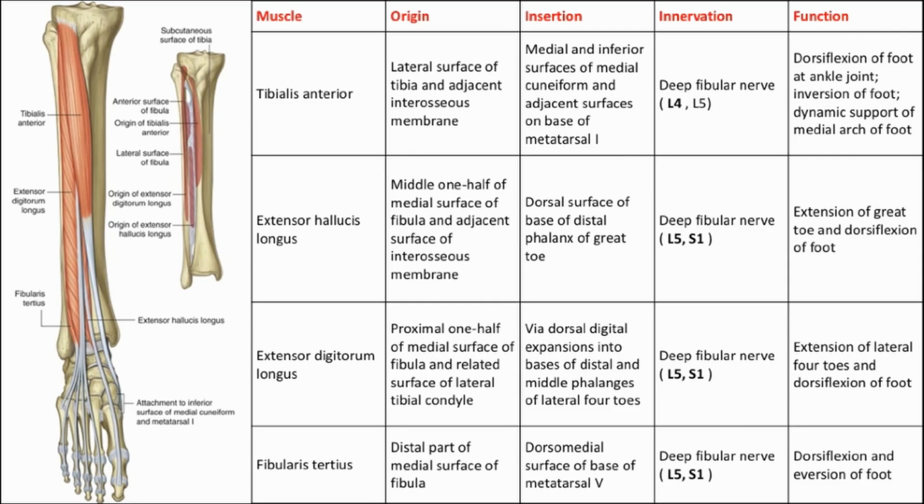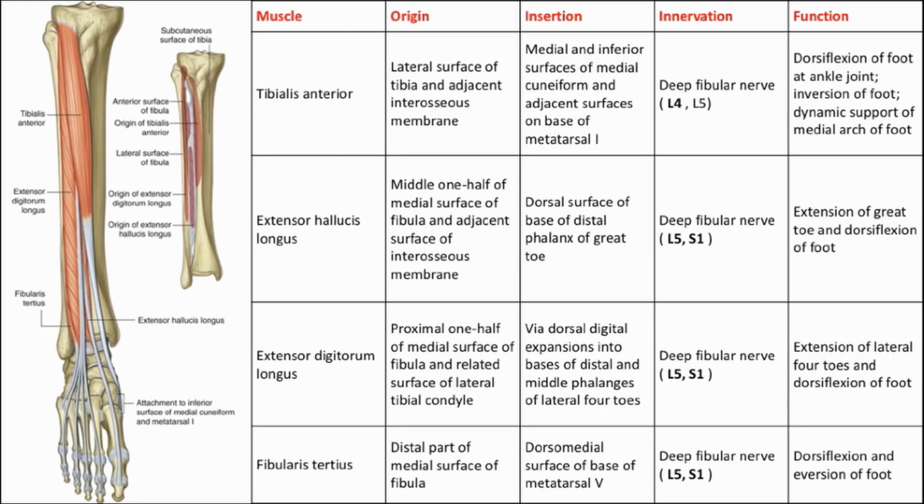All these muscles are. Then we have extensor hallucis longus. Remember, in the posterior compartment, we had flexor hallucis longus. Now we're talking about extensor hallucis longus, which extends, right? Extends the great toe. And it also dorsiflexes the foot at the ankle joint.